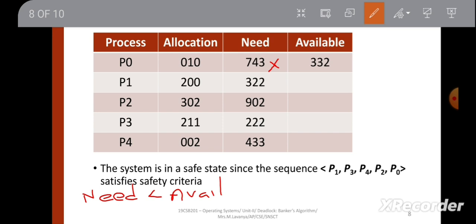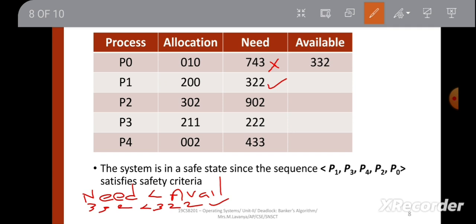So we are checking for the process P1. P1's need is 322. Available is 332. So it is less than available. Check here, 322 is less than 332, right? So since this is satisfied, P1 will be allocated with the resource request of 322.